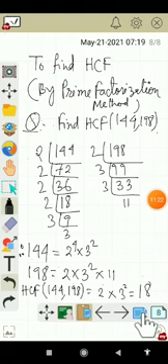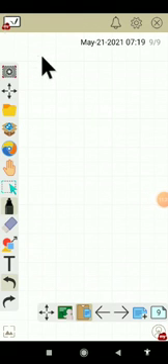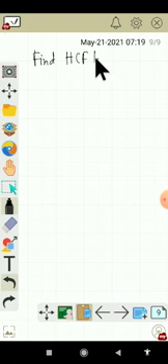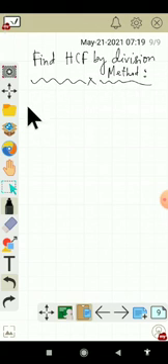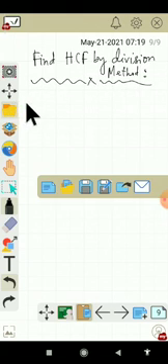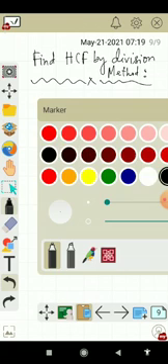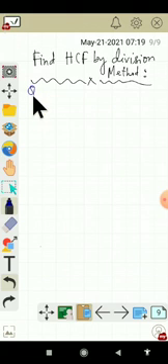Now we will learn to find HCF by the division method. So how do you find out HCF by the division method? First, I am taking the question. So what is the question here? The question is: find the HCF.